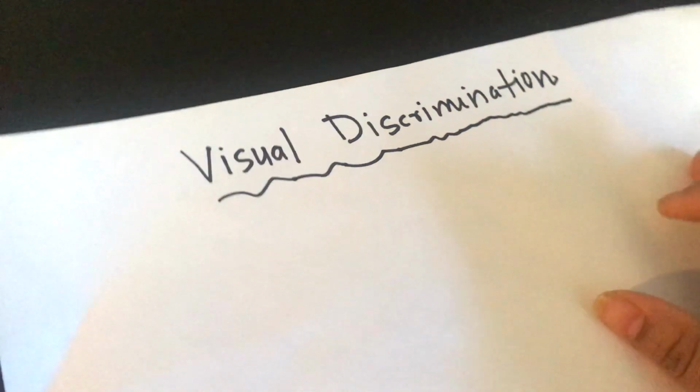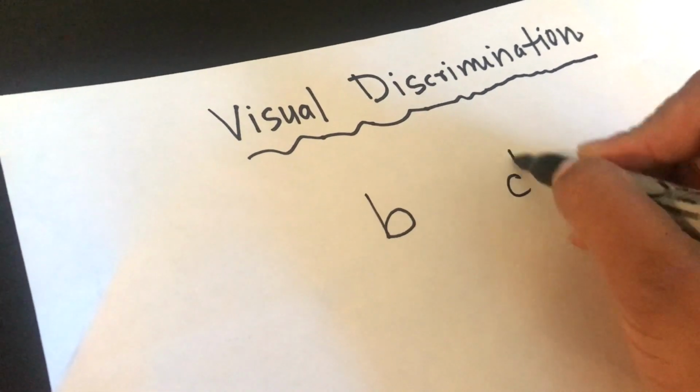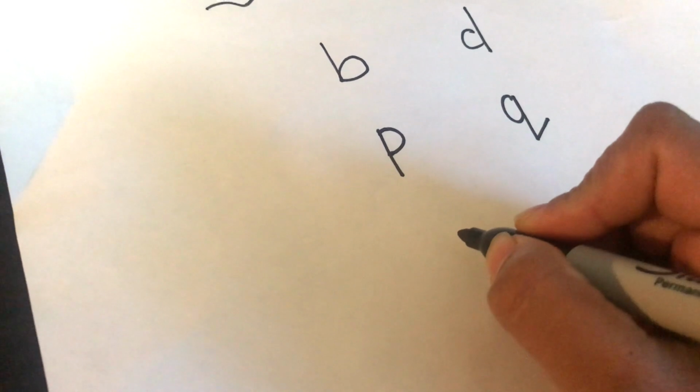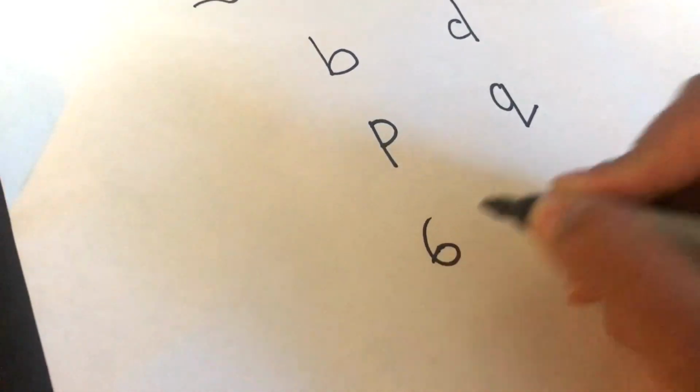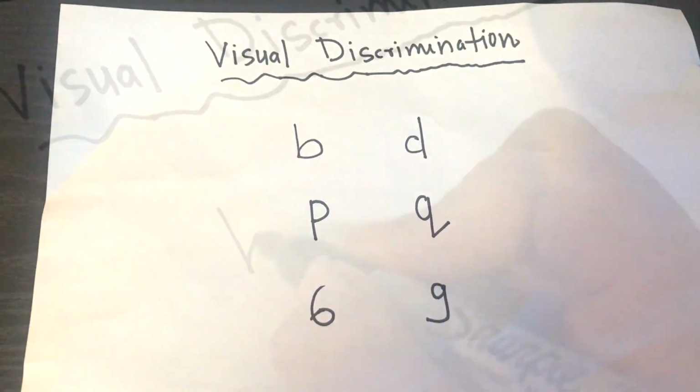Now let's discuss the importance of doing these activities. These activities are very good for helping early readers differentiate between letters and numbers such as B and D, P and Q, and numbers such as 6 and 9. If this skill is not fully developed, then it can make it difficult to distinguish between figures, letters and words. For example, words such as sad and bad, numbers like 1 and 7.